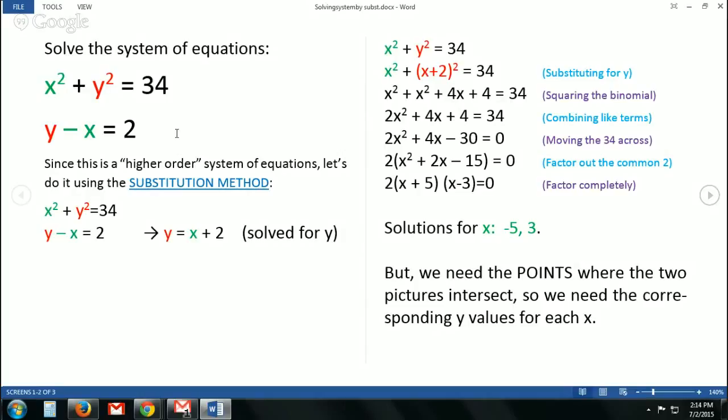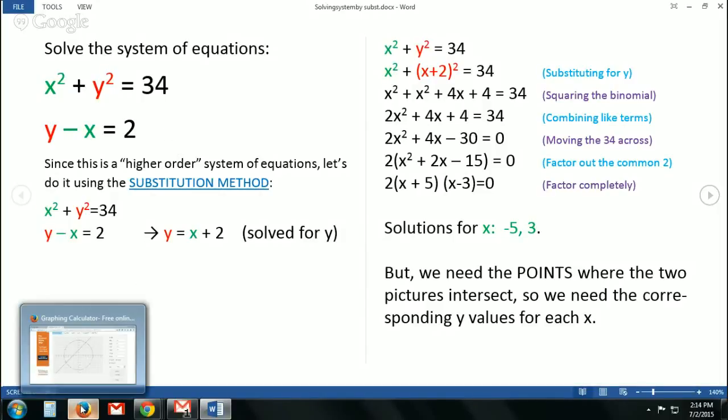A circle and a line, you could have the line going through the circle, intersecting it in two places. Or you could have the line touching in just one place, which means that it would be tangent to the circle. It's also possible that the line might miss it entirely and we'd have no solution at all. So let's first think about what the graph of this would look like.